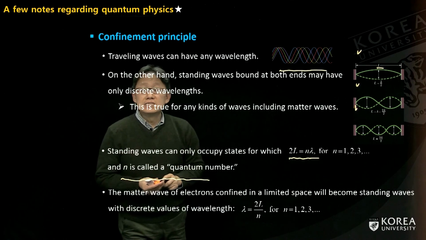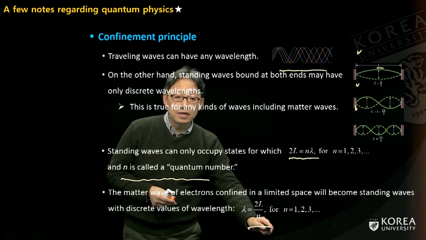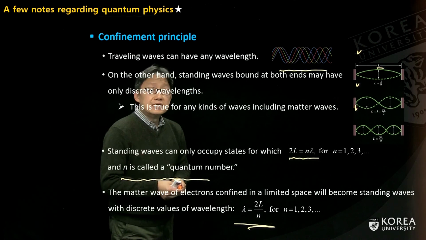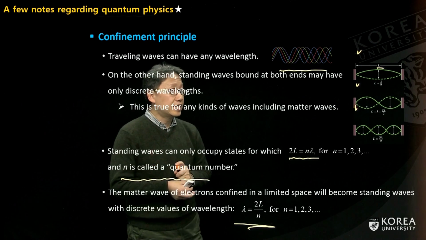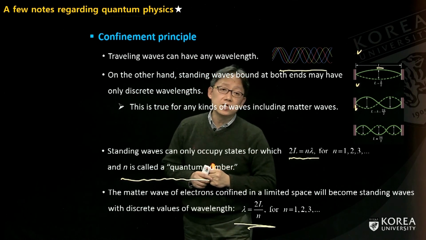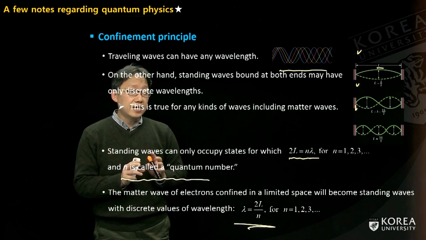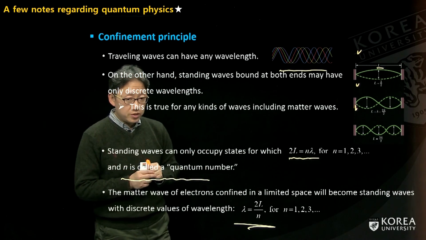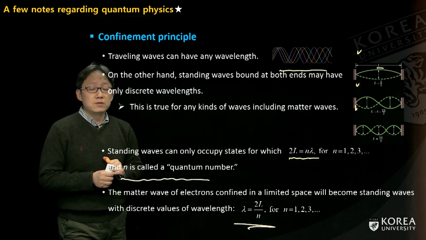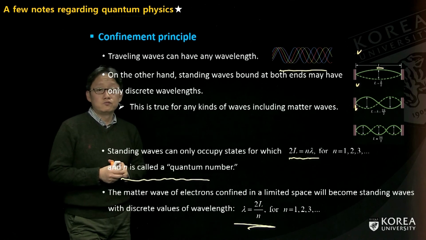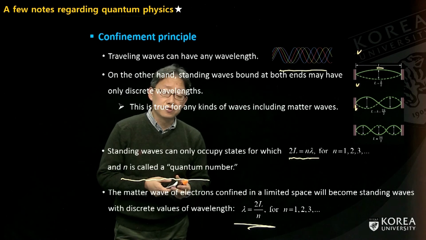This kind of relationship gives you the wavelengths just like shown here. And this is basically the confinement principle, which means that once you have formed a standing wave by fixing both ends, the wavelengths cannot be continuous numbers, but have to be discrete numbers just like shown here. This confinement principle is in fact true for both classical standing waves and quantum standing waves.